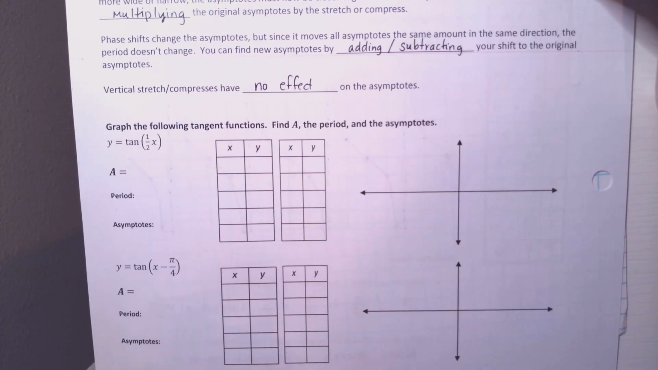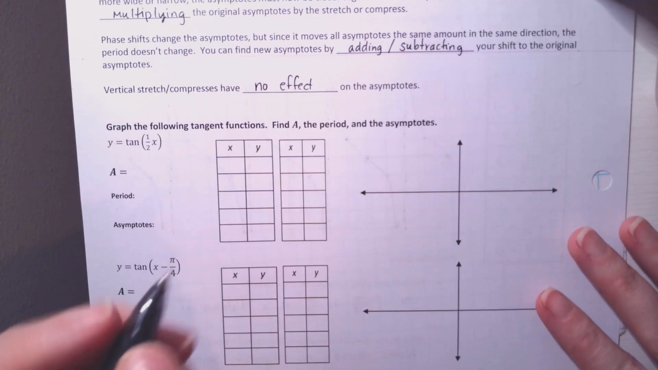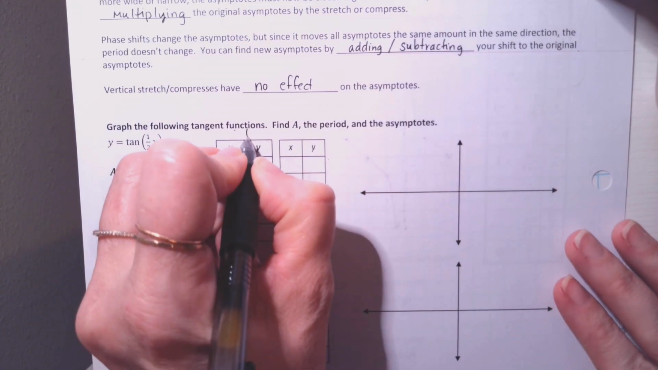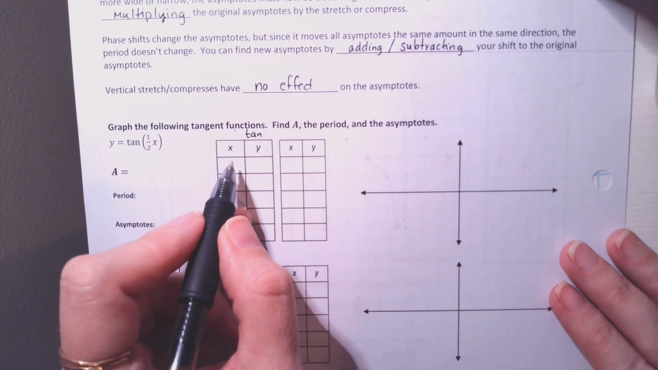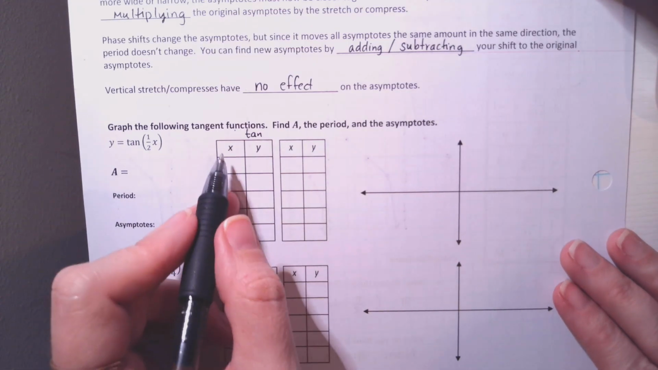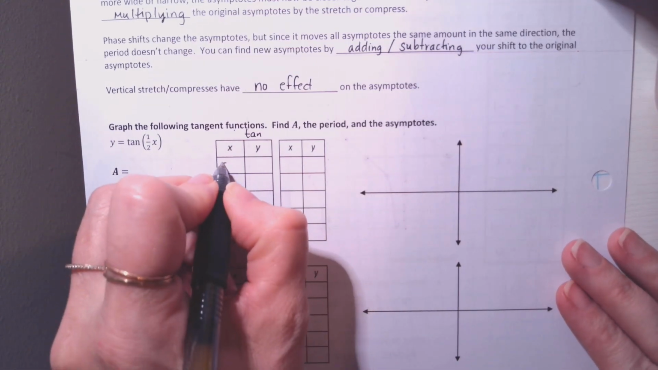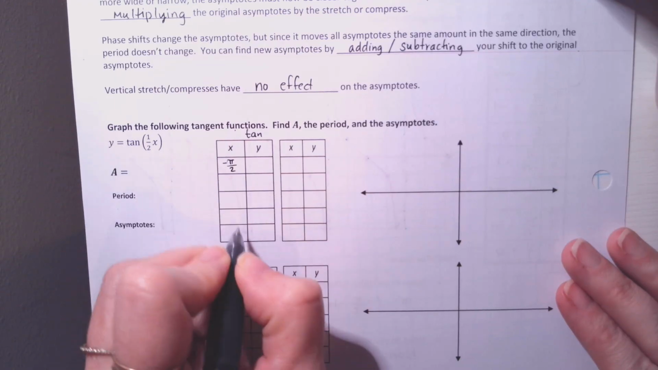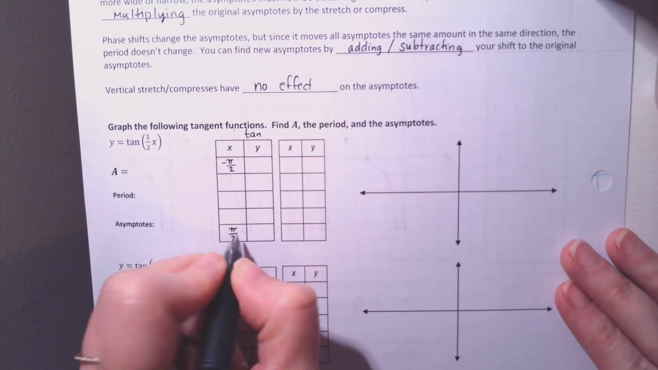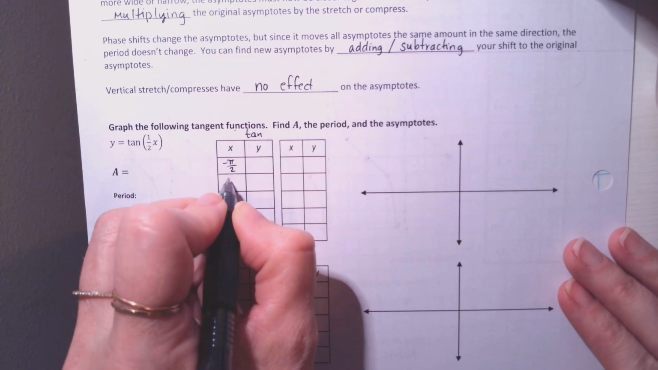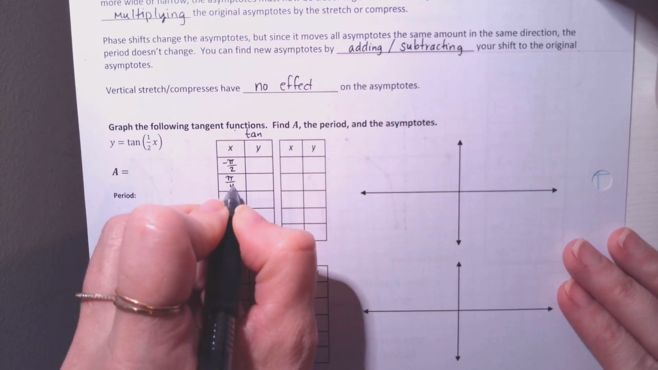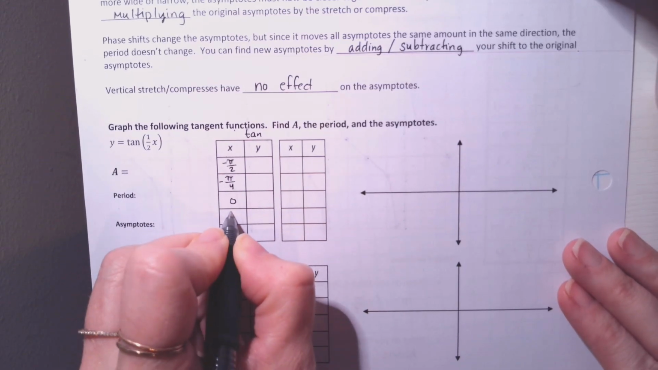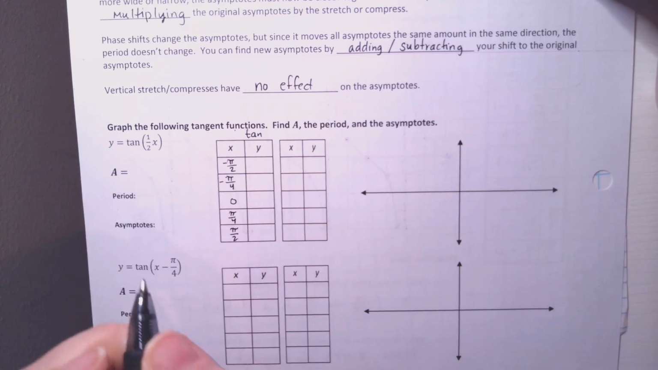So I'm gonna start by listing out my original parent function points for this one. My parent function points, and remember this is for the tangent graph, and it was different than what we did for sine and cosine. It's not 0 to 2 pi. This one is negative pi over 2 to pi over 2, counting by multiples of pi over 4. So the next one would be negative pi over 4, and then 0, and then positive pi over 4.